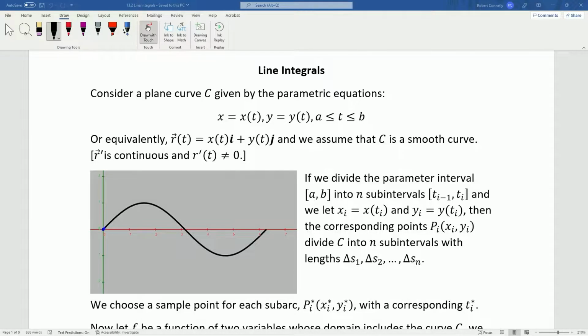Hello everybody, and welcome to our video on line integrals. Alright, so first let's figure out what we mean by a line integral.